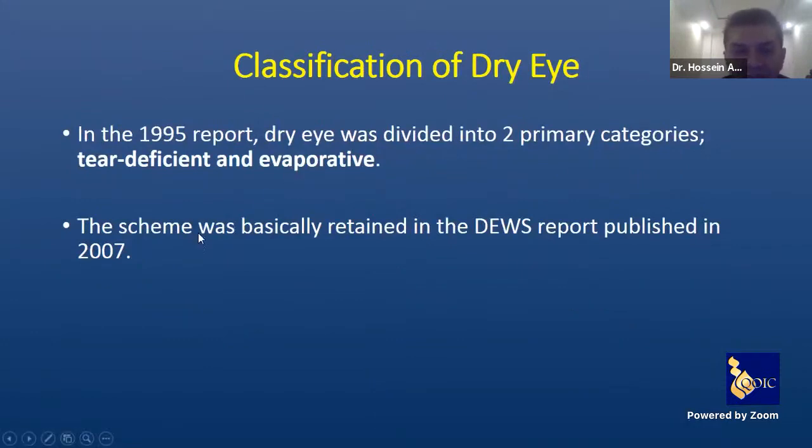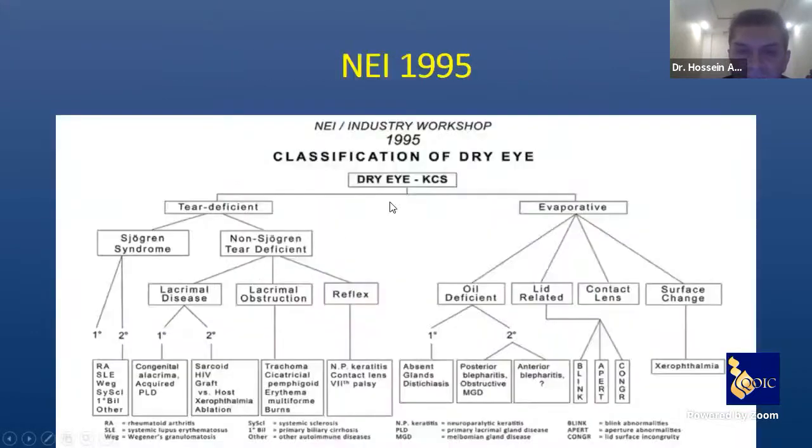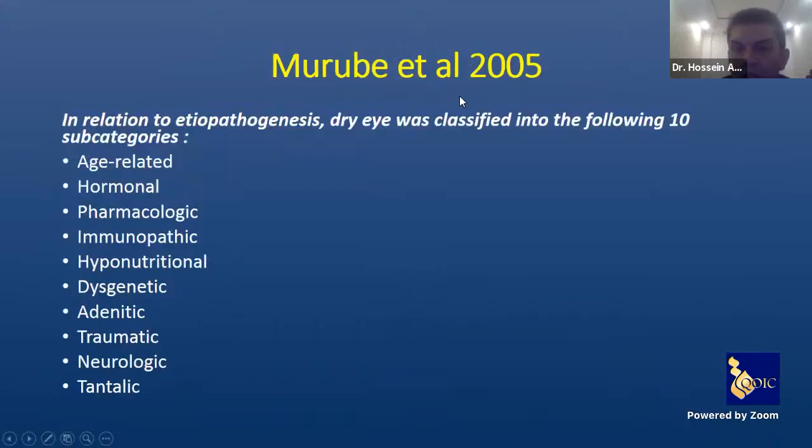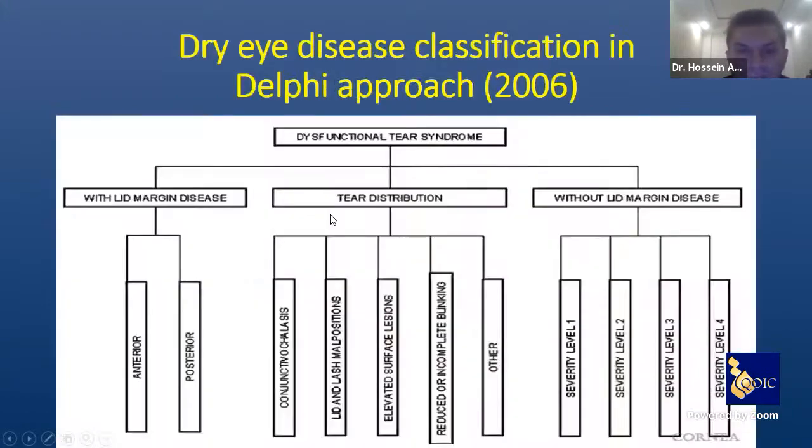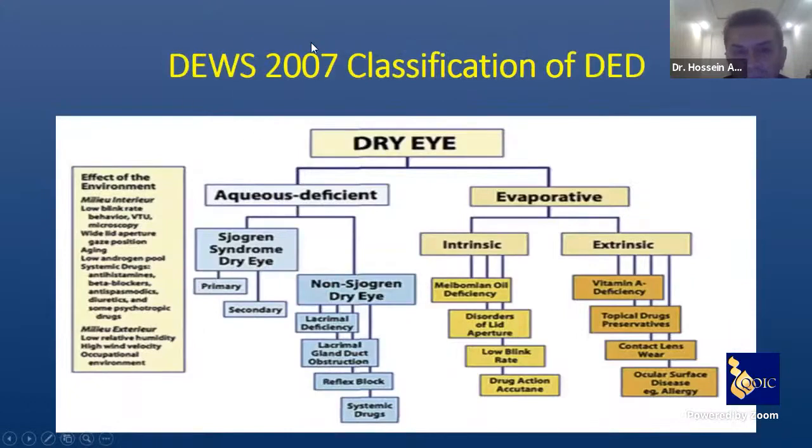And about the classification, we also have different classifications: the NEI classification, Murube at 2005, based on etiopathogenesis, which put the patients in 10 categories, and also the Delphi classification, the Dry Eye Workshop 2007 classification. They divide dry eye patients into two main categories, aqueous and evaporative, and subclassify them into different groups, such as Sjögren syndrome and non-Sjögren in the aqueous deficient type, and intrinsic and extrinsic in the evaporative category.